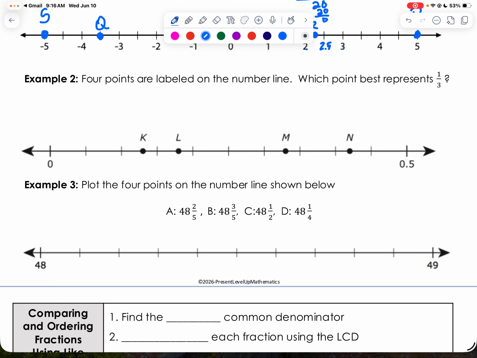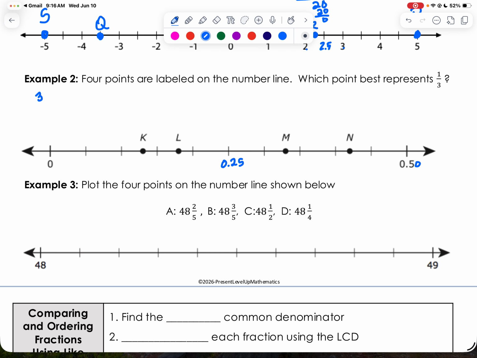So think of the 0.5 as 50 cents, or 0.50, 50 cents, all right? So halfway right here would have to be 0.25 or 25 cents. So I know if I can convert the 1/3 into a decimal, that would help me know where to place it. So 1/3, what would it be as a decimal?